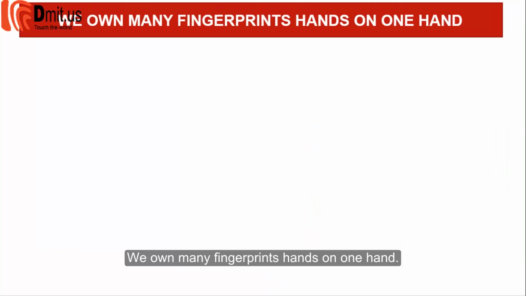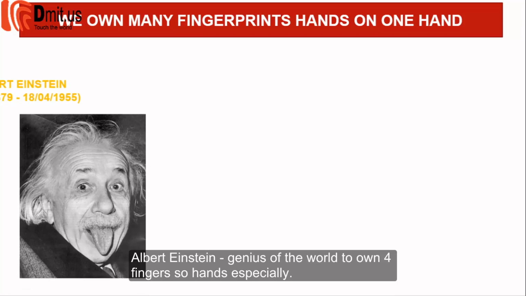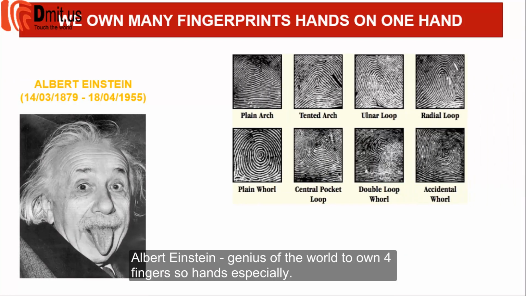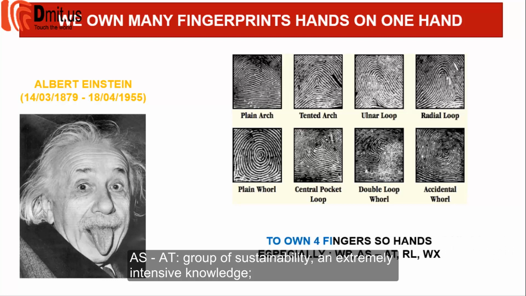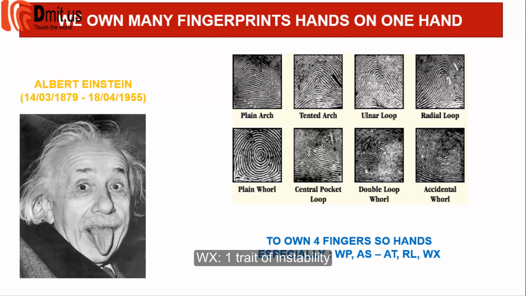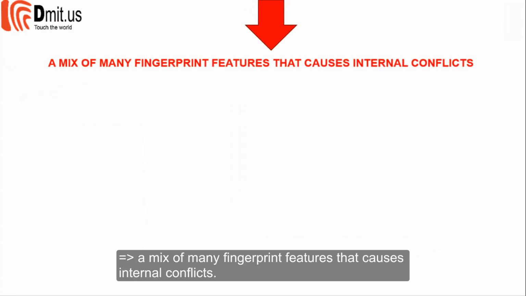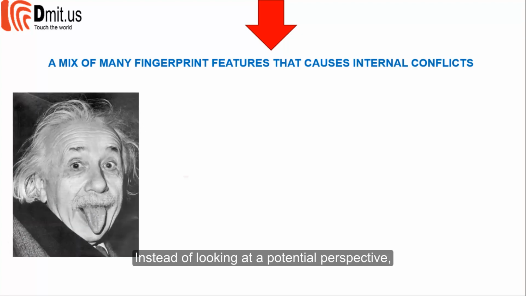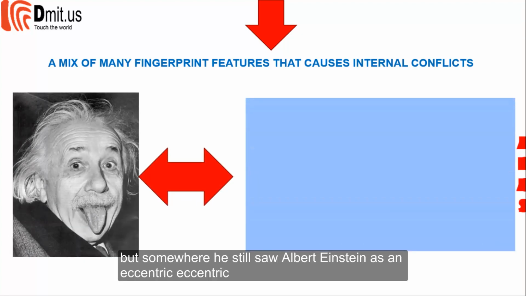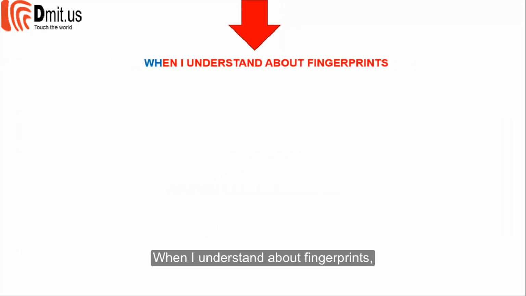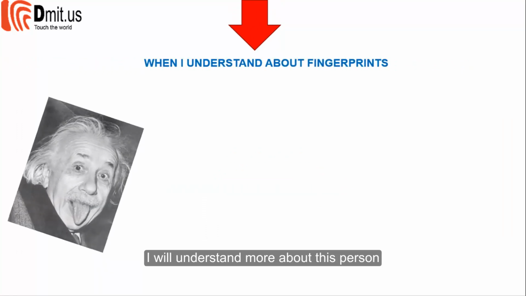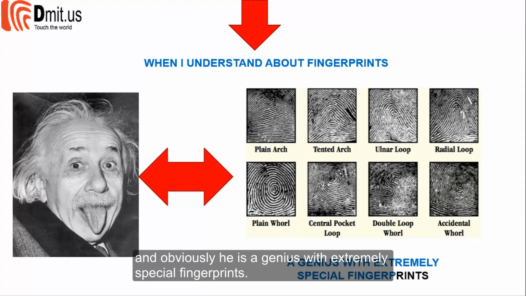We own many fingerprints on one hand. For example, Albert Einstein, genius of the world, owns 4 fingers that are especially interesting. WP, group of perfection. AS, AT, group of sustainability and extremely intensive knowledge. RL, creativity. WX, one trait of instability. A mix of many fingerprint features causes internal conflicts. Instead of looking at his potential, some saw Albert Einstein as an eccentric, and sometimes people said he had autism. When we understand fingerprints, we understand more about this person, and obviously he is a genius with extremely special fingerprints.